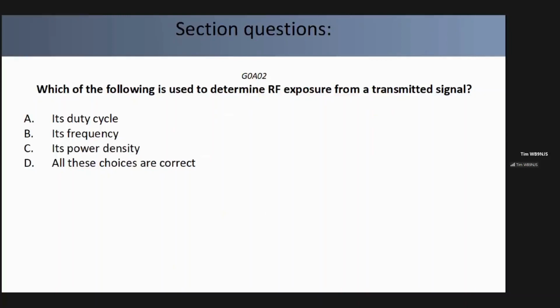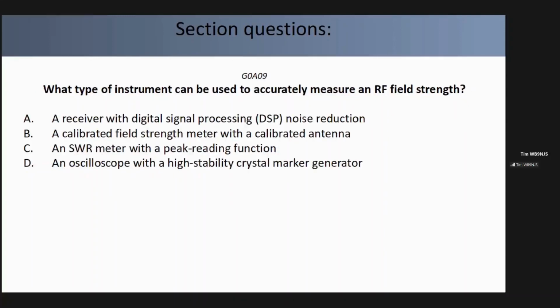Which of the following is used to determine RF exposure from a transmitted signal? Its duty cycle, its frequency, its power density. All of those come into play. So that's one of the answers where all of these choices are correct. All of these factors go into determining the RF exposure from a transmitted signal: duty cycle, frequency, and power density.